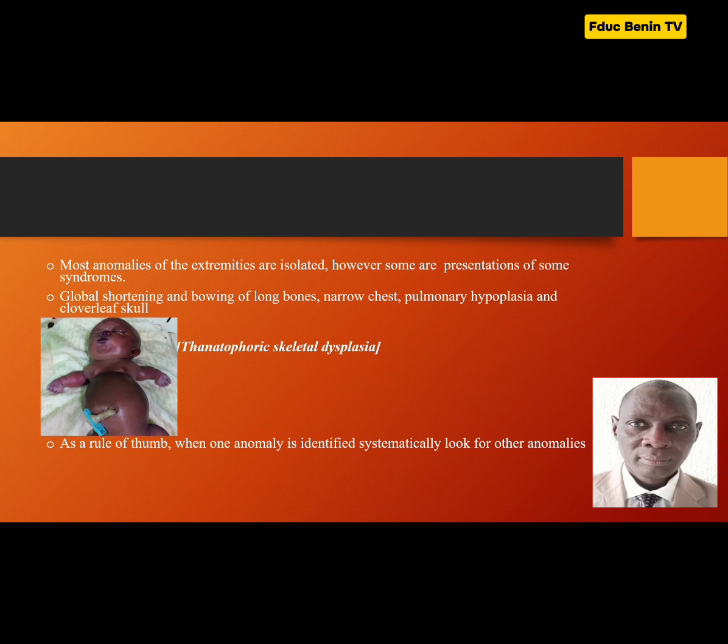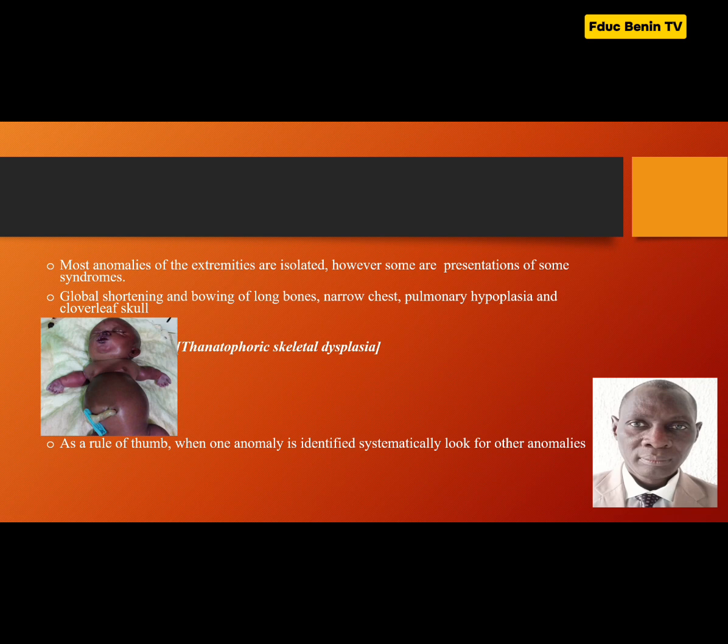Now, most anomalies of the extremities are isolated. However, some are presentations of some syndromes. Now, let's look at this neonate delivered, and it is a classical case of thanatophoric skeletal dysplasia. All the features are here. Global shortening and bowing of long bones, narrow chest, pulmonary hypoplasia, and clover leaf skull. These are classical features of thanatophoric dysplasia. And this is a lethal skeletal dysplasia. So when you see these features, which can be seen on ultrasound, then you can safely make a diagnosis of a thanatophoric dysplasia.